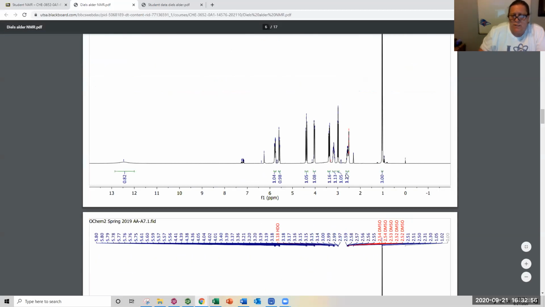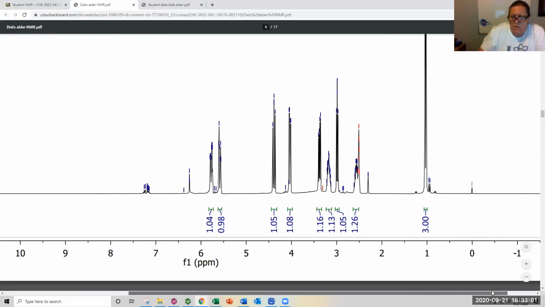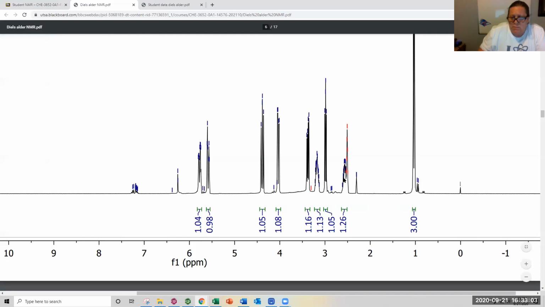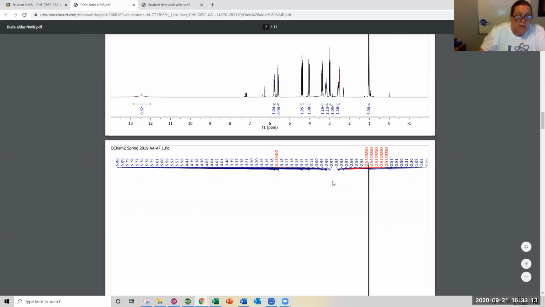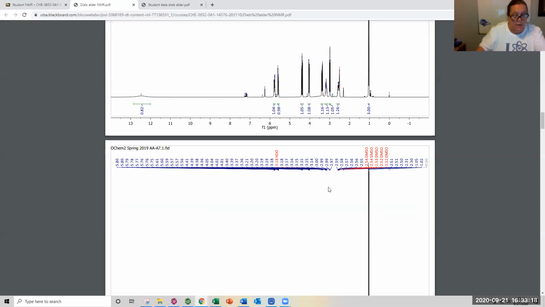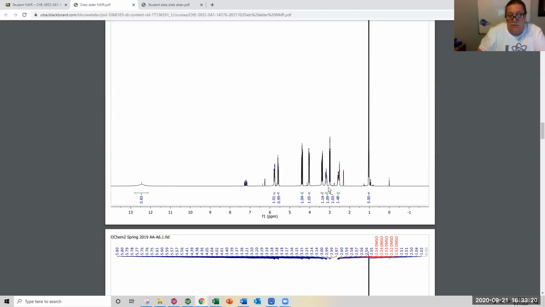I'm going to talk about solvent peaks in a little bit, but if I zoom in here, it's kind of hard to see, but this is a pentet right here. This is not part of your product. This is the NMR solvent. In the first lab, the spectroscopy lab, you were supposed to run your own NMRs, but that's not an issue right now because we can't go into the lab.